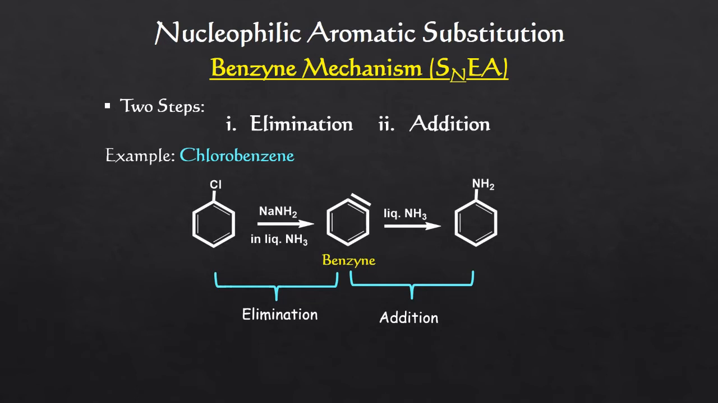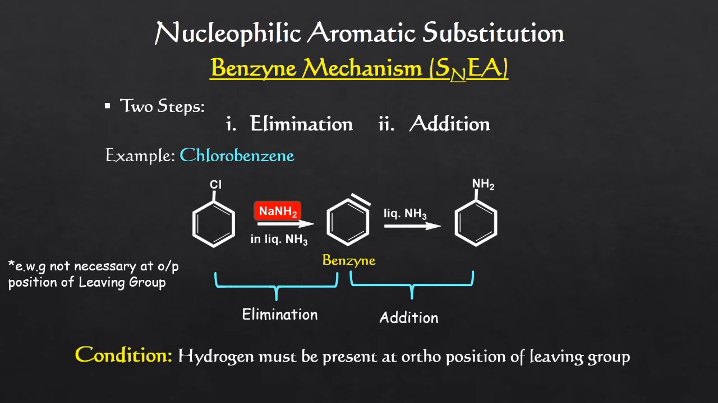In this mechanism, an electron withdrawing group is not required on the ring, as we have seen in the case of the bimolecular displacement mechanism. Just in the presence of a strong base like sodamide, an aryl halide can undergo substitution by the benzyne mechanism. But the condition of this mechanism is that there must be a proton available at the ortho position of the leaving group. So let's see the complete mechanism.